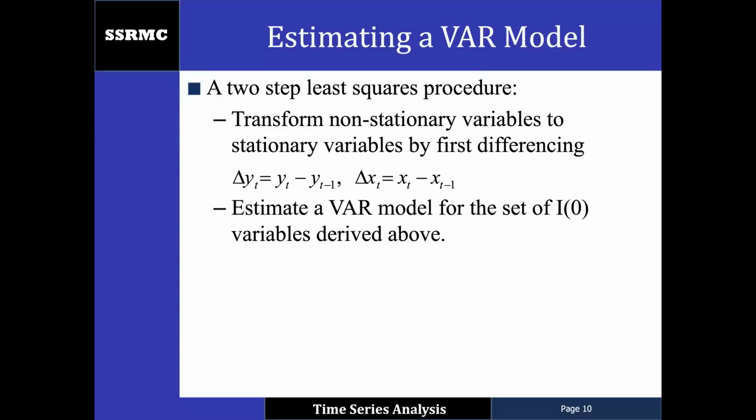When we have several non-stationary variables and they are not integrated, what we can do is to estimate a vector autoregression model. So the first step is to transform those non-stationary variables to be stationary. Usually we use first differencing. Then we estimate the regression model or vector autoregressive model from the set of I(1) variables derived from the first step.